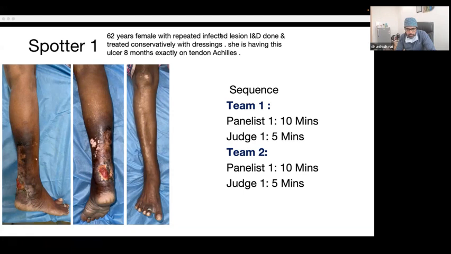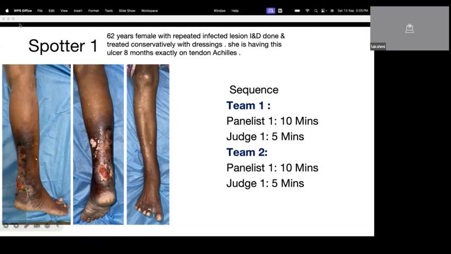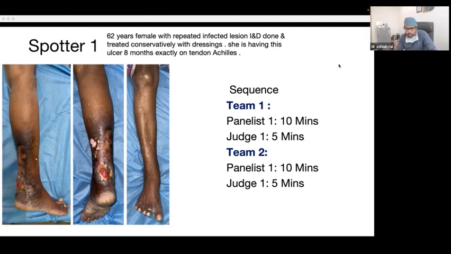Any improvement or anything else you want to give as information, please give. Team 2. Team 2. Can we know whether the patient is diabetic? Non-diabetic. Okay.